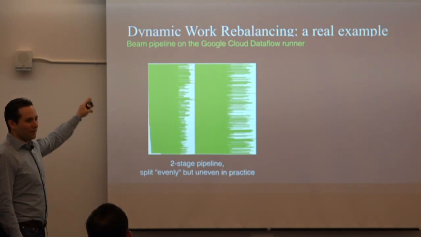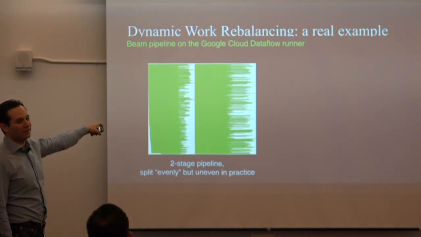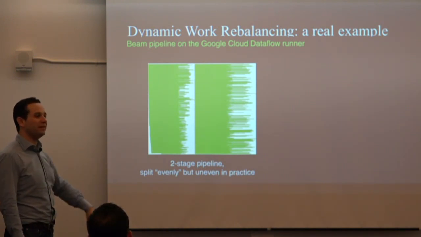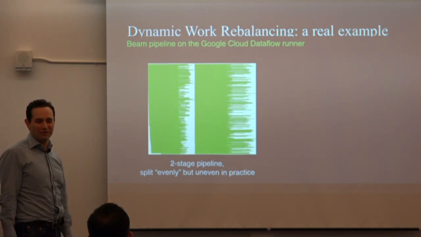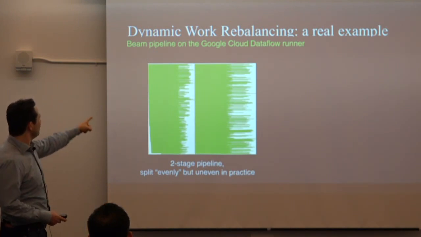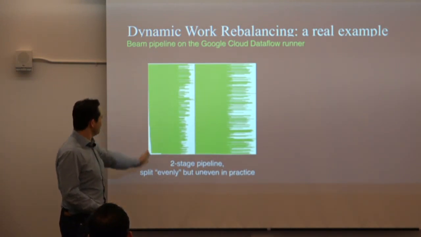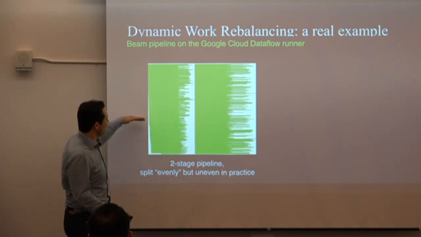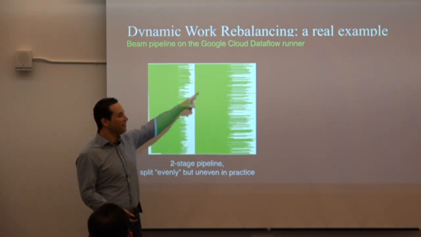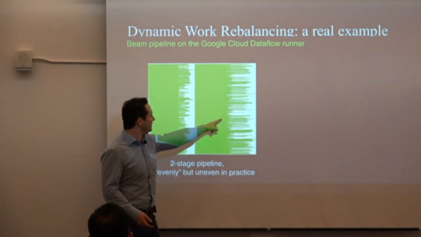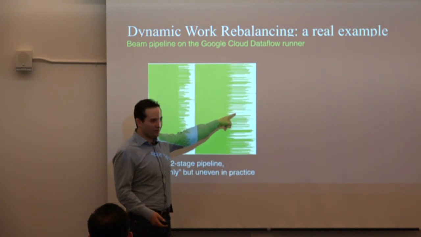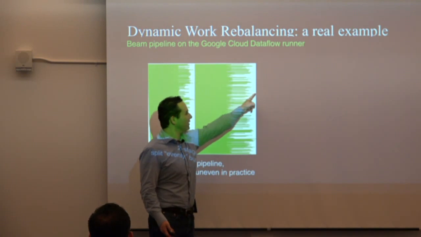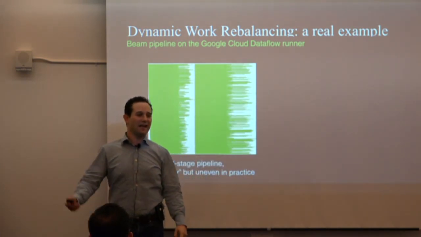So this is actually from a real pipeline that we ran on a Google Cloud Dataflow runner. We took a two-stage pipeline, which we split evenly, but in practice we all know even doesn't always mean even. This is sort of a Gantt chart where vertically are all the tasks we're running, so many tasks, and this is the processing of them. There are a huge number of stragglers here. When we get to here, a large portion of all our data is complete, but we're still waiting for all these stragglers to finish. When we get to here, we're still waiting for that straggler to finish, even though 99% of my data has been processed.